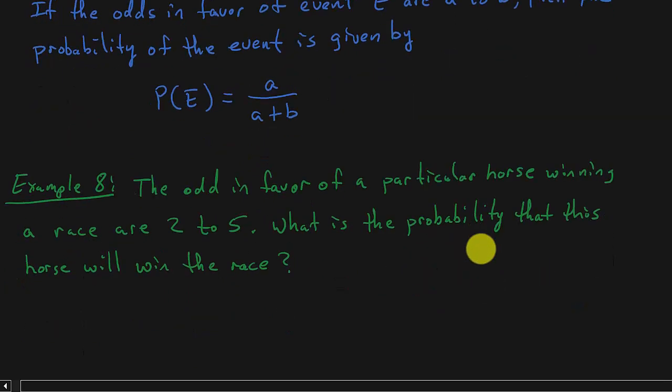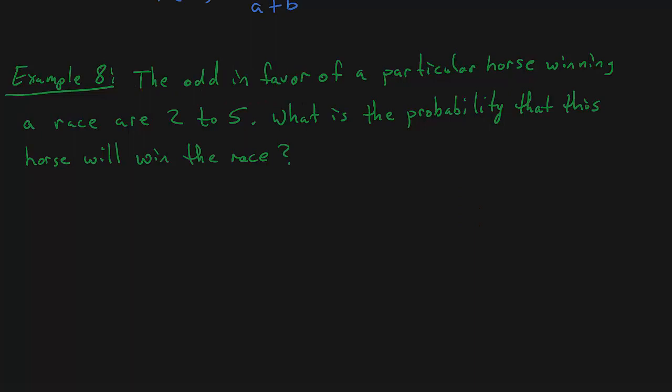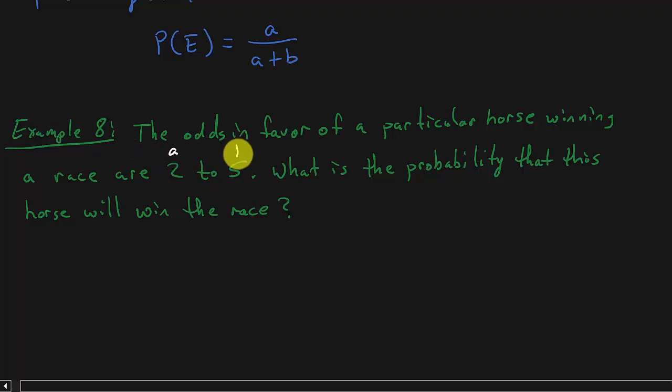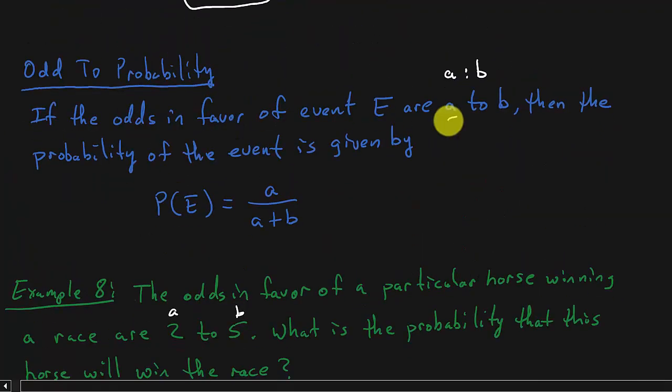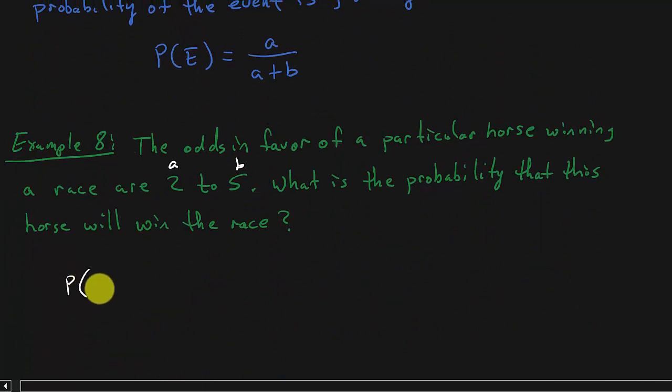Okay, so let's look at the example. This is really easy. The odds in favor of a particular horse winning a race are 2 to 5. What is the probability that this horse will win the race? Okay, so the odds are what? 2 to 5. Well, look at this. There's A, there's B, right? See, A to B.